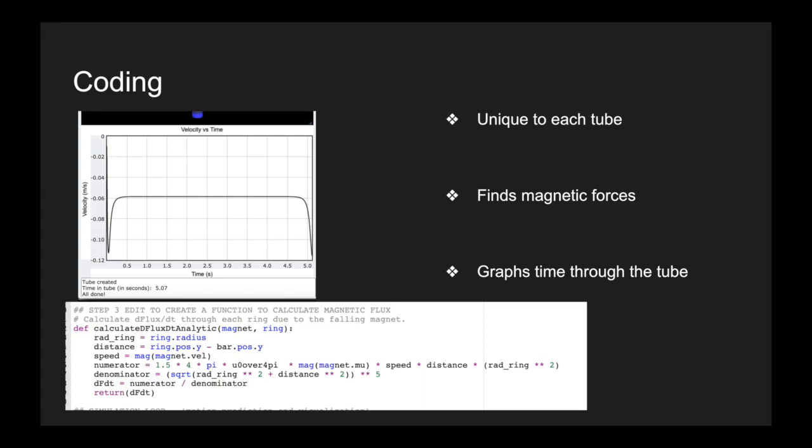On to the last part of the agenda. I would like to discuss the coding aspect of this lab. The code takes the value of mu and the dimensions of our aluminum foil and magnet. We then create a tube in the program and simulate our magnet falling through it.